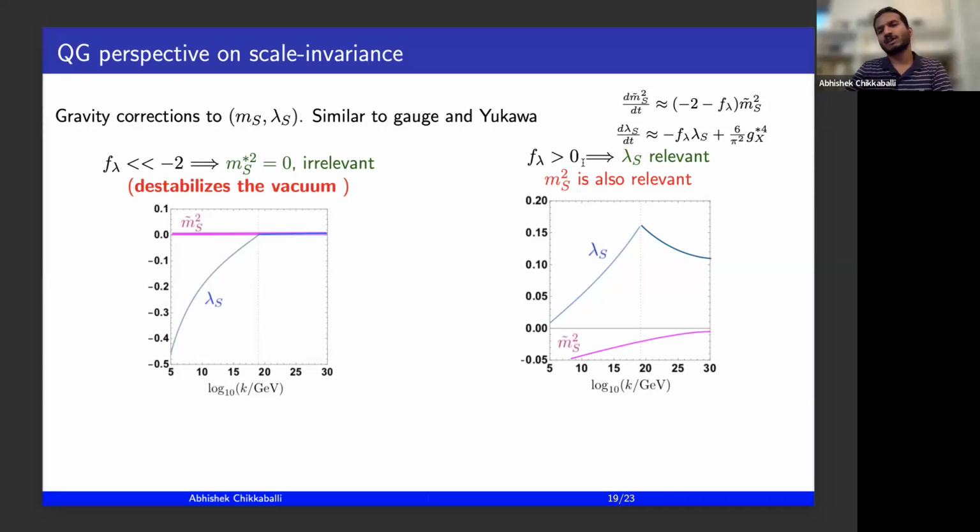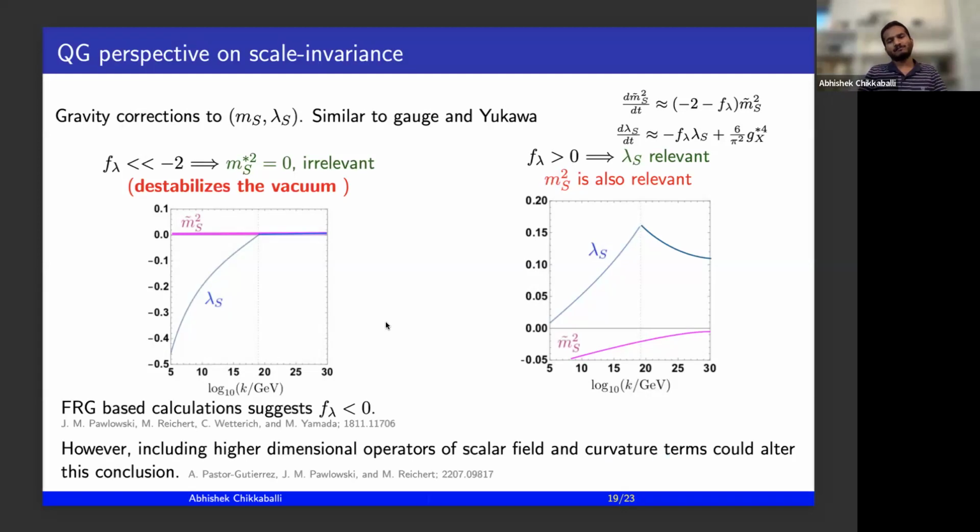So when we consider f_lambda greater than 0, we find a relevant fixed point for both the quartic coupling and the mass parameter. So this becomes a free parameter in the theory, and it's not completely justified to assume that even this mass parameter is 0 in our analysis. On a side note, some of the FRG based calculations do suggest that f_lambda is negative, but including some higher dimensional operators and other curvature terms could alter this conclusion. So it's not justified to set this mass parameter to 0.